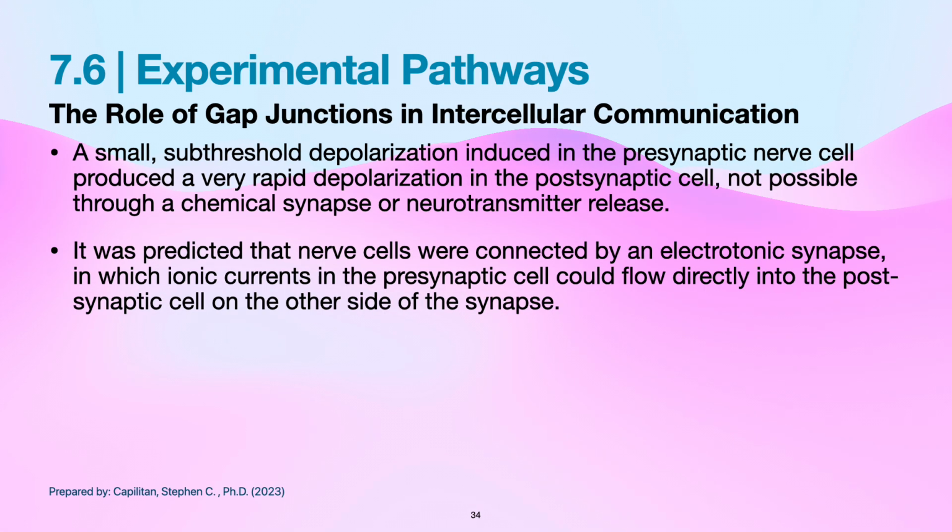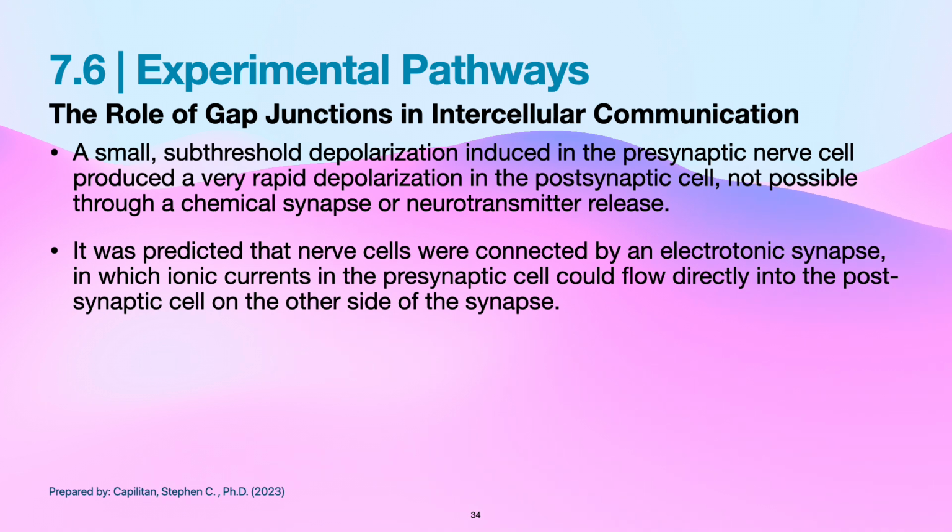Next is your experimental pathways. What are the role of these gap junctions in intercellular communication? A small subthreshold depolarization induced in the presynaptic nerve cell will produce a very rapid depolarization in the postsynaptic cell. Remember, the synapses communicate to one another, okay, transmitting action potentials. Not possible through a chemical synapse or a neurotransmitter release.